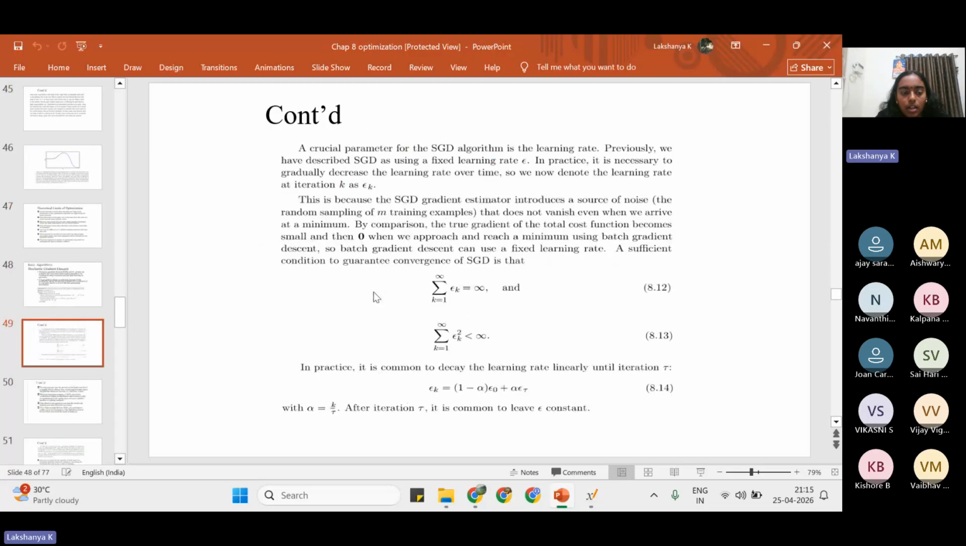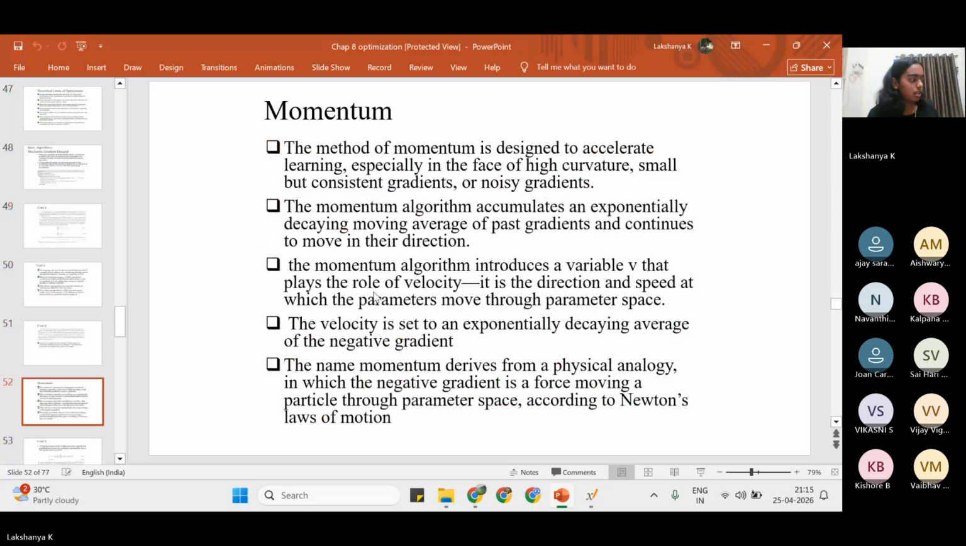Stochastic gradient descent we have seen. So before we move to momentum, any questions so far?